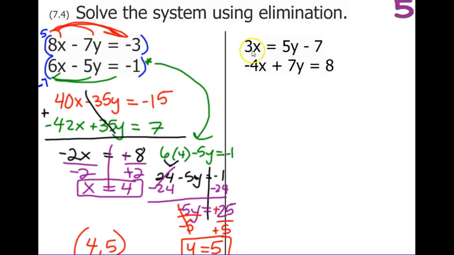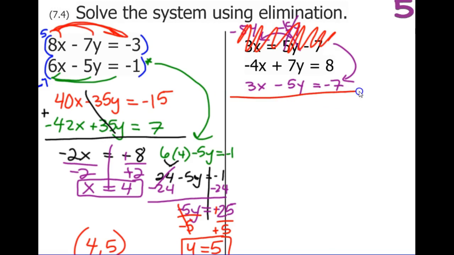Alright, next one here, we need x and y on the same side, so we need to move this one over to the other side. So I'm going to subtract 5y. So I'm going to rewrite this down below. We have 3x minus 5y, those are gone now, equals a negative 7. So again, I'm just going to cross this out because we don't care about that anymore. And now we have these two equations.